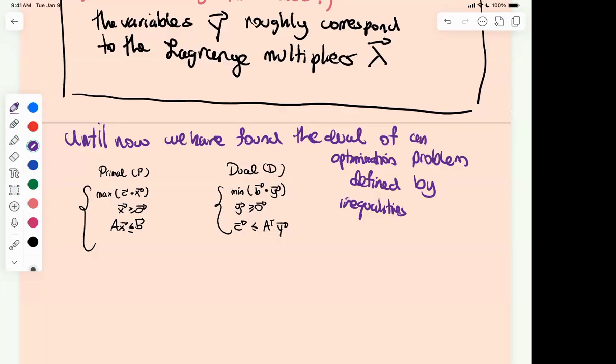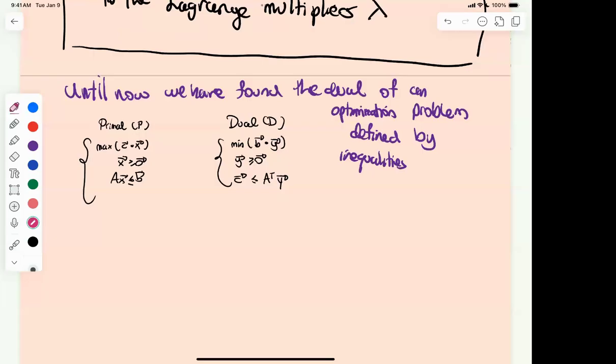But sometimes, and this happens in practice, the optimization problem is just given starting with equalities. Sometimes it is natural to have inequalities, but sometimes you do have exact equalities. So you may want to find the dual of a system that has equalities to begin with. Okay. So that's what I'm going to talk about now.